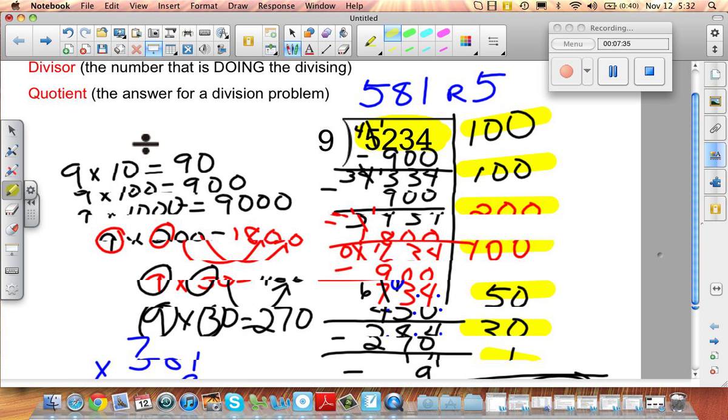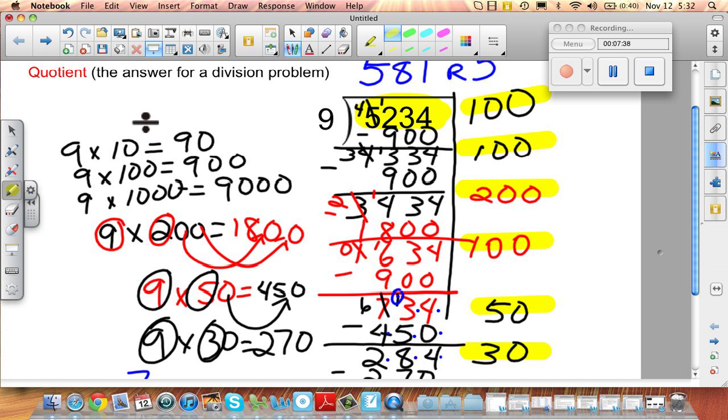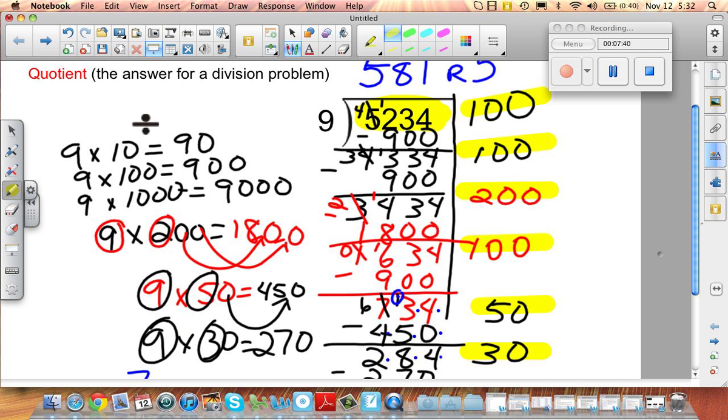This is called partial products division. It can be long, it can be short. The better you get at it, the shorter it is. But it's a great way to approach a long division problem that you're having trouble with, because you really can't go wrong.